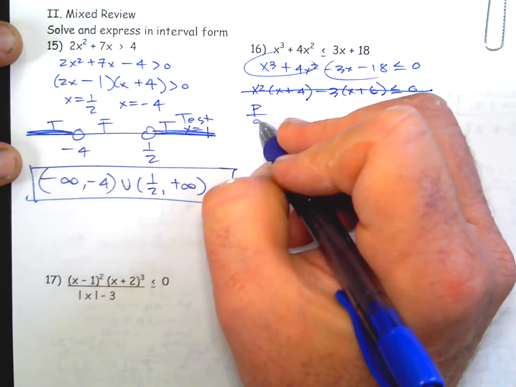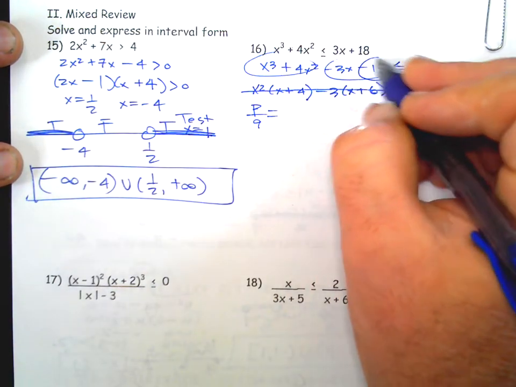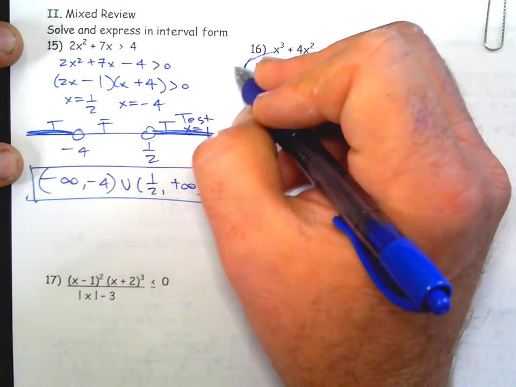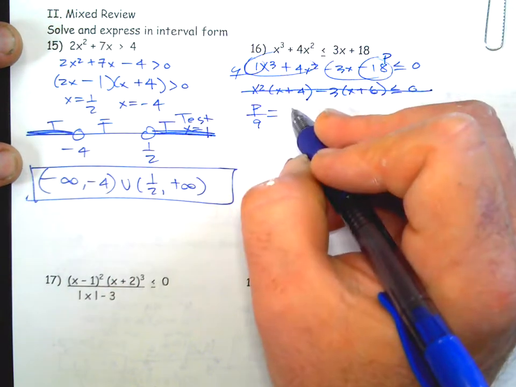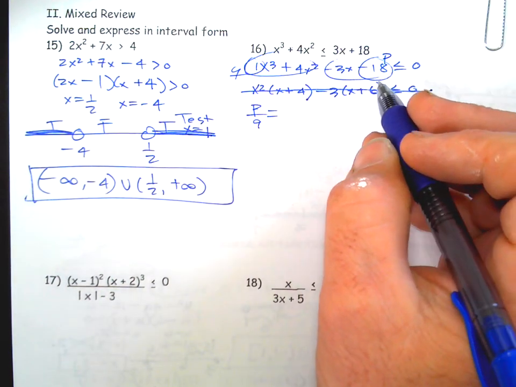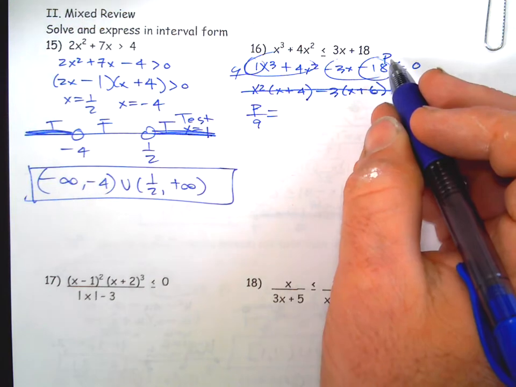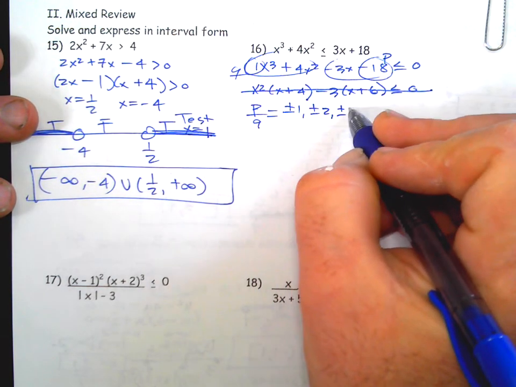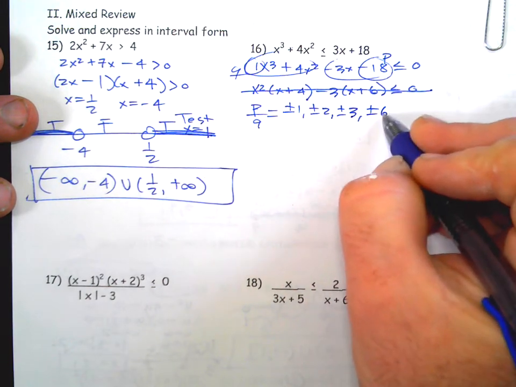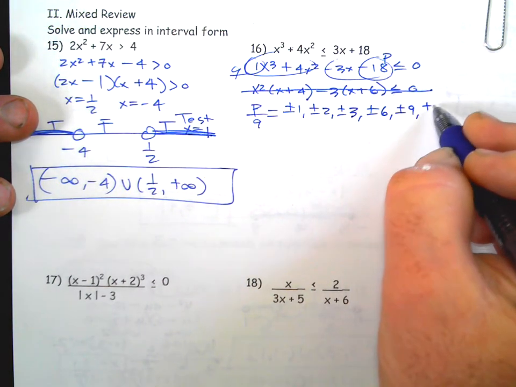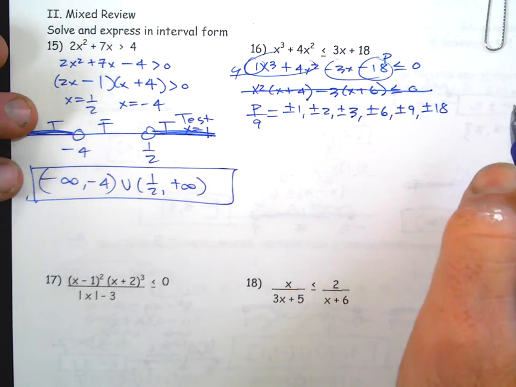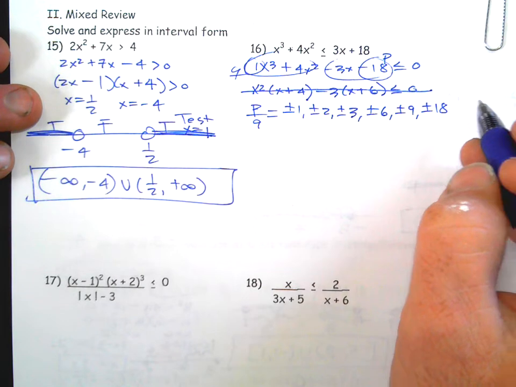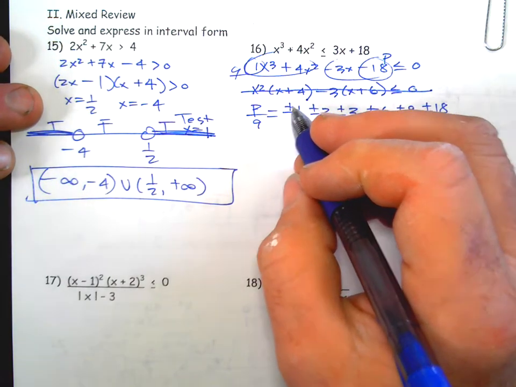P over Q. This is your P's. It's got to be on the version where it's all equals 0. This is your Q's. So Q's are just going to be plus or minus 1. So the nice thing about this is that the P over Q list is going to be the P list: plus or minus 1, plus or minus 2, plus or minus 3, plus or minus 6, plus or minus 9, plus or minus 18. I like to just put them in order. Think of all the different possible numbers that could be multiplied with one other number to get 18.